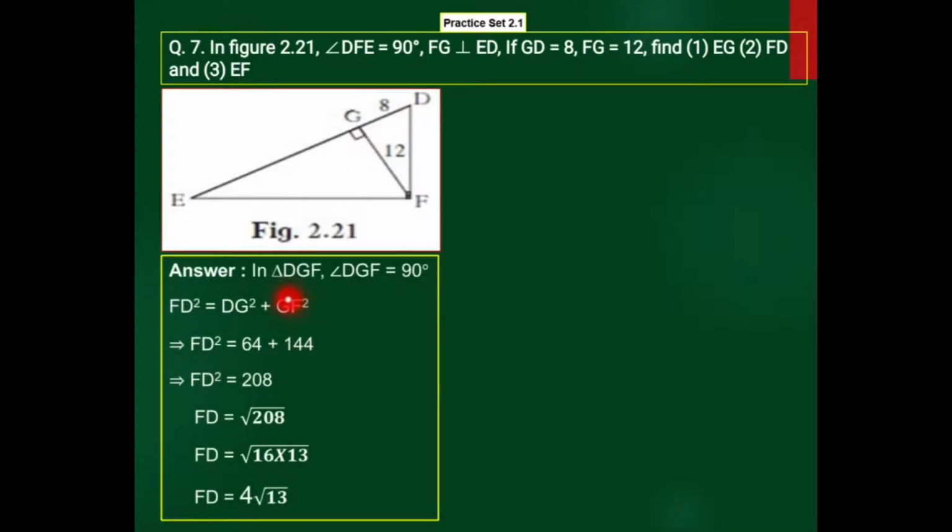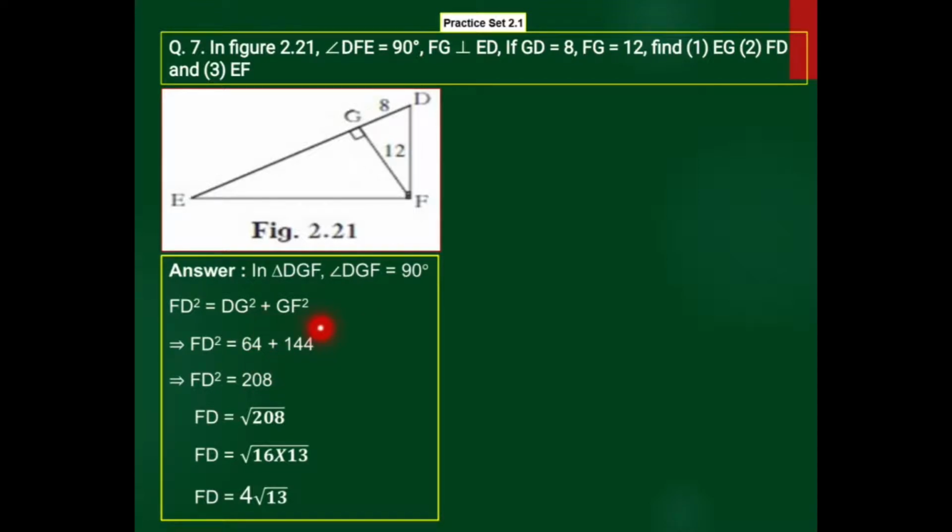First we consider triangle DGF. FG is perpendicular to DE, so this is a right angle triangle, right angled at G. So angle DGF equals 90 degrees. We use the Pythagoras theorem. FD is the hypotenuse. So we write FD square equals DG square plus GF square, as GD and GF are the adjacent sides.